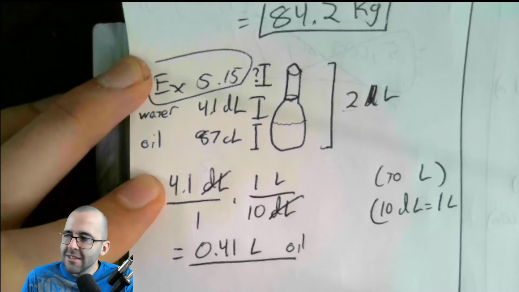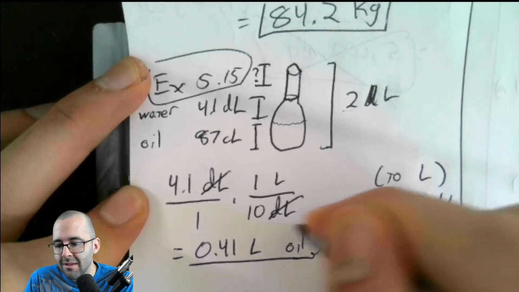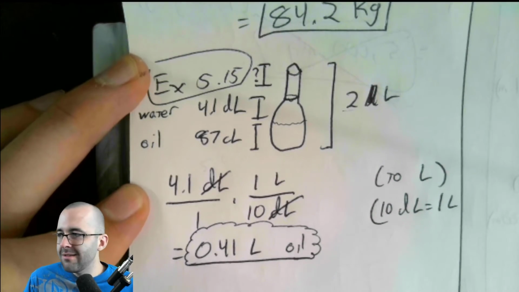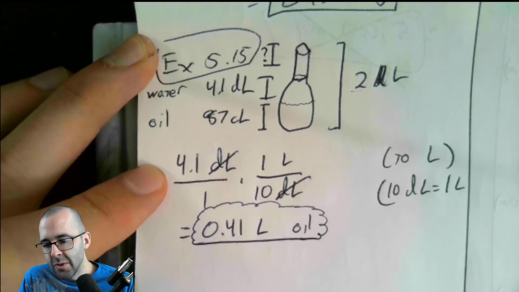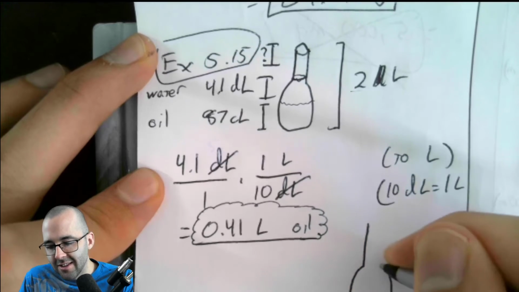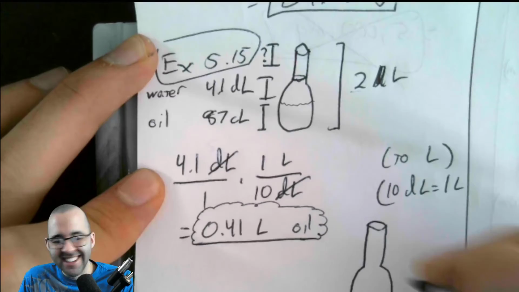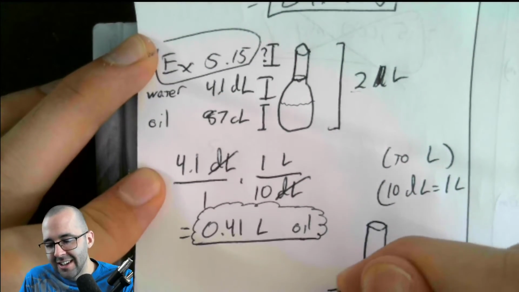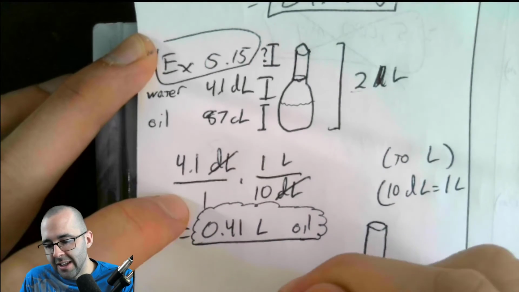So don't necessarily box it because it's not our answer, but maybe you could cover it in some kind of shape. We can bush it. I don't know. Write that down for later. Oh, here's a better idea. All right, let's take our nice jug. It doesn't matter what this looks like. Okay, so the oil is 0.41 liters.